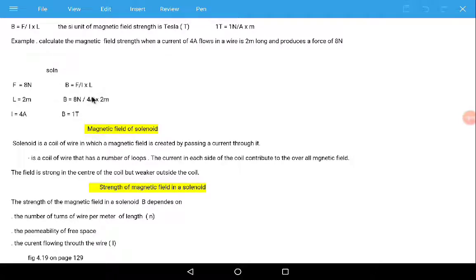Student, if you have any doubt, any question, you can ask. Now magnetic field of a solenoid.